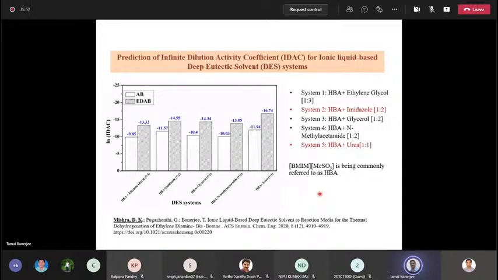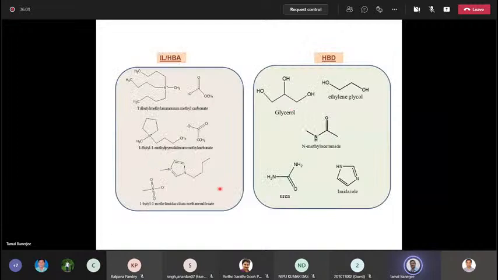So if you see, these two are pretty much dominating these values. So system two, system three, then we went ahead and did the thermal dehydrogenation. We will discuss system five here first. This is the structure: this is our hydrogen bond acceptor, which we can call the ionic liquid, and then a donor. In this case we are using urea and imidazole. So we discuss urea first.